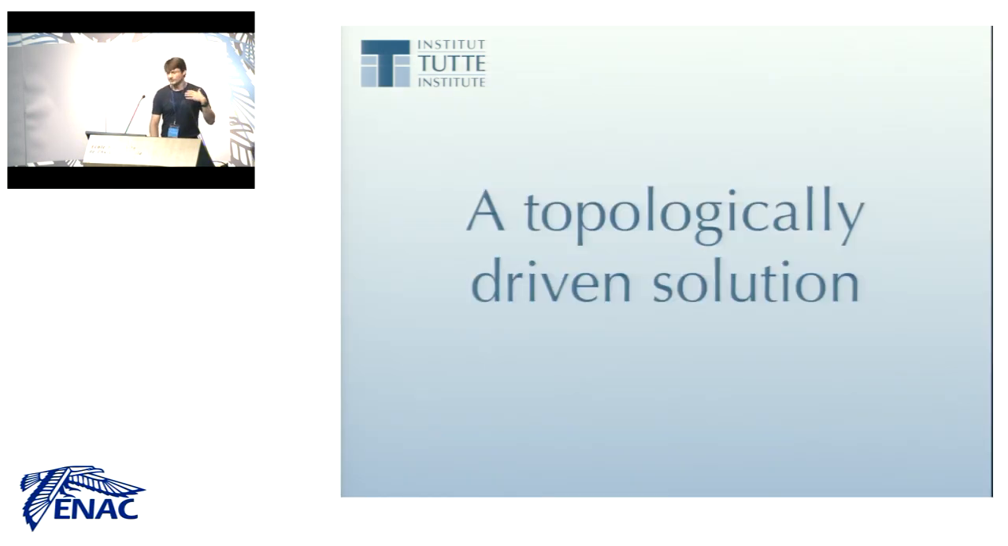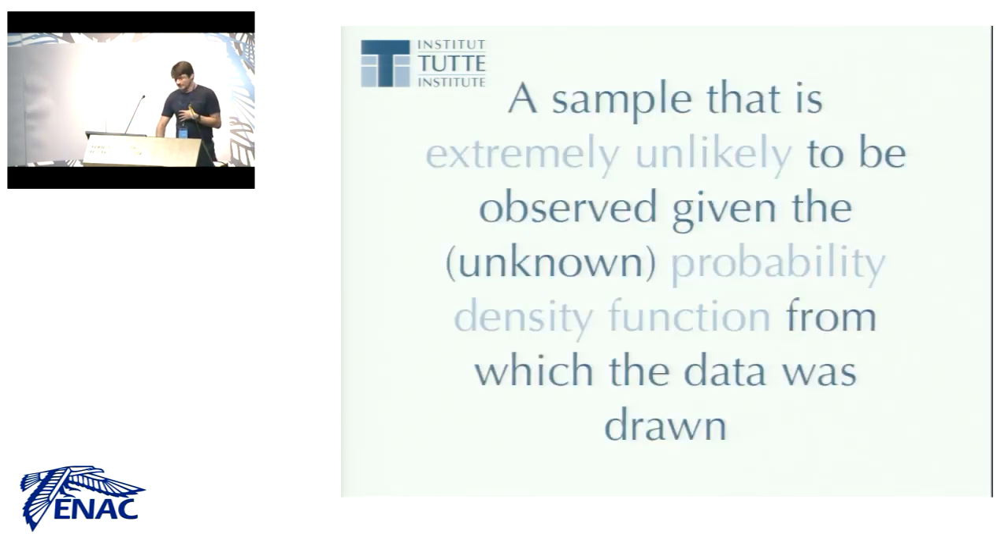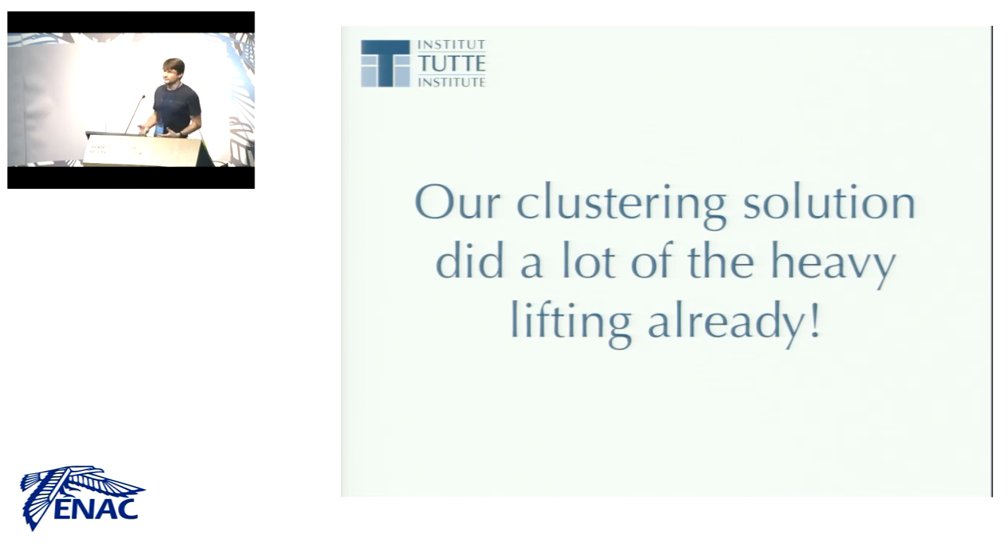Okay, so what would a topologically driven solution to outlier detection look like? Well, what constitutes an anomaly? A sample that is extremely unlikely to be observed given the unknown probability density function from which the data was drawn. But that means we just want to understand that probability density function again, and our clustering solution already did a lot of the heavy lifting of how to get that organized.